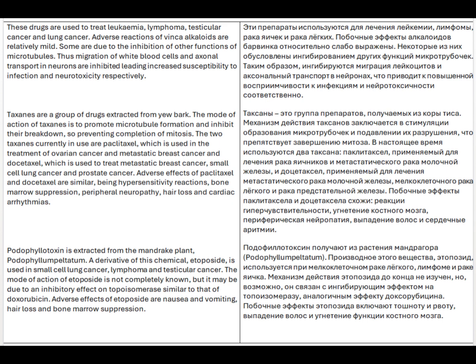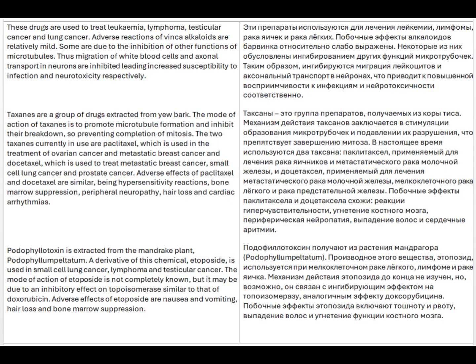The two taxanes currently in use are paclitaxel, which is used in the treatment of ovarian cancer and metastatic breast cancer, and docetaxel, which is used to treat metastatic breast cancer, small cell lung cancer, and prostate cancer. Adverse effects of paclitaxel and docetaxel are similar, being hypersensitivity reactions, bone marrow suppression, peripheral neuropathy, hair loss and cardiac arrhythmias.